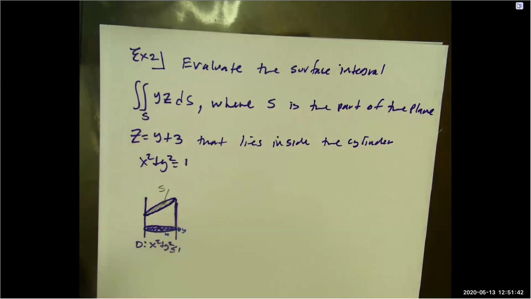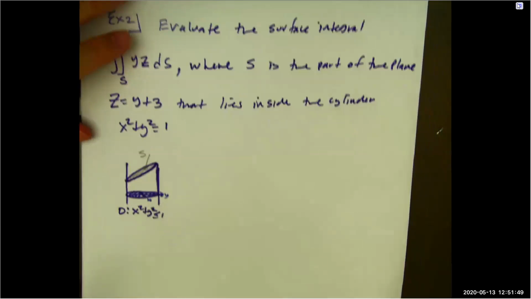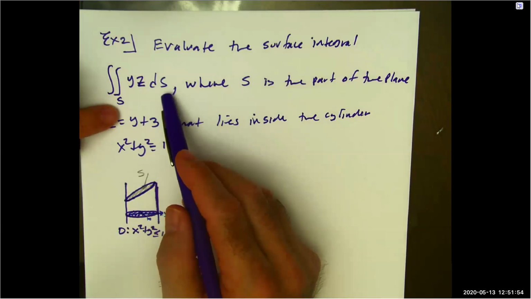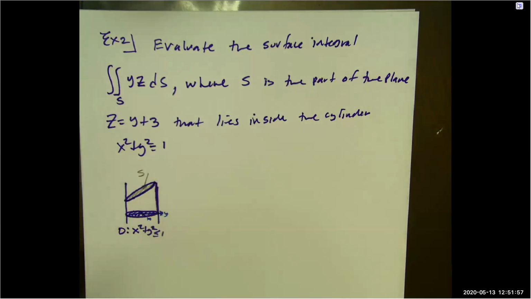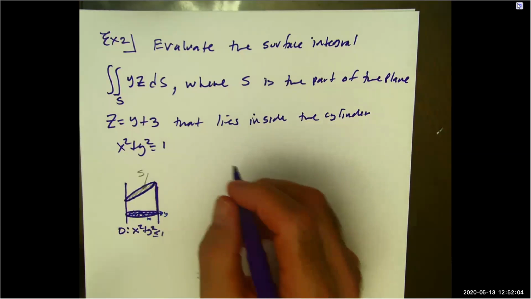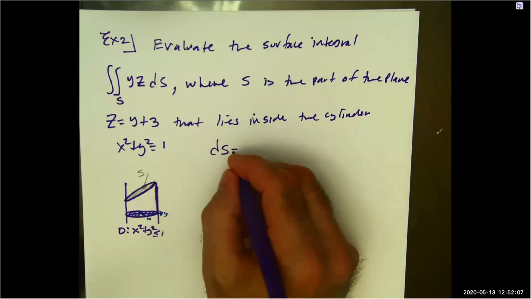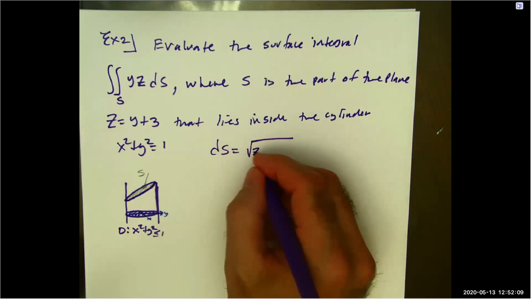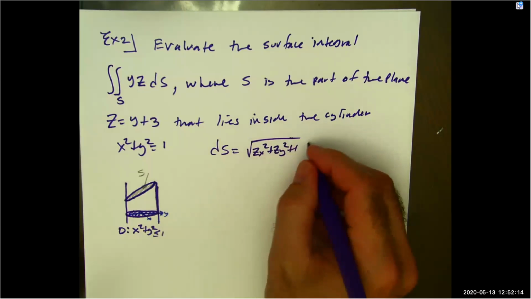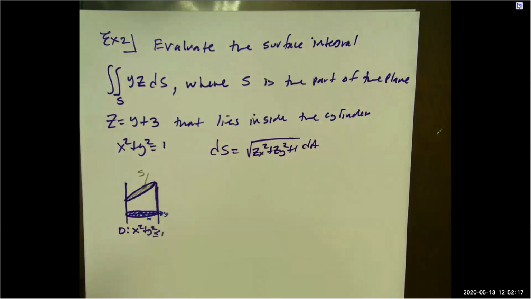All right, so now you have to remember that there's two different types of surface integrals we looked at. There was the basic surface integral, and then there was the flux integral, the vector one that had a dot product. This is a basic one. And so remember that dS is going to be equal to the square root of z_x squared plus z_y squared plus 1 dA. So that's what the dS is there.